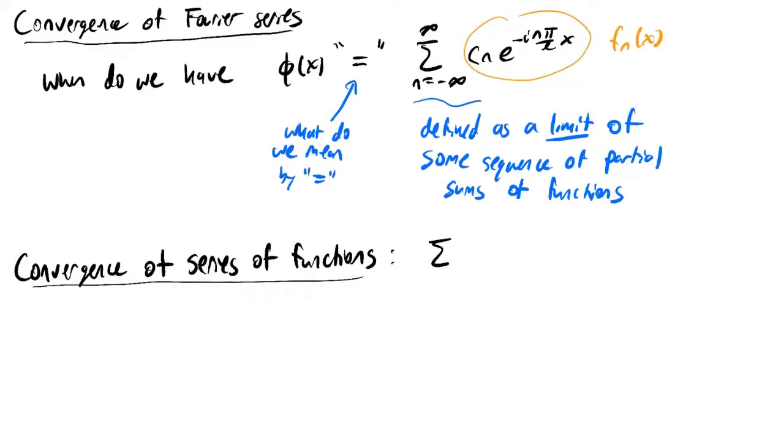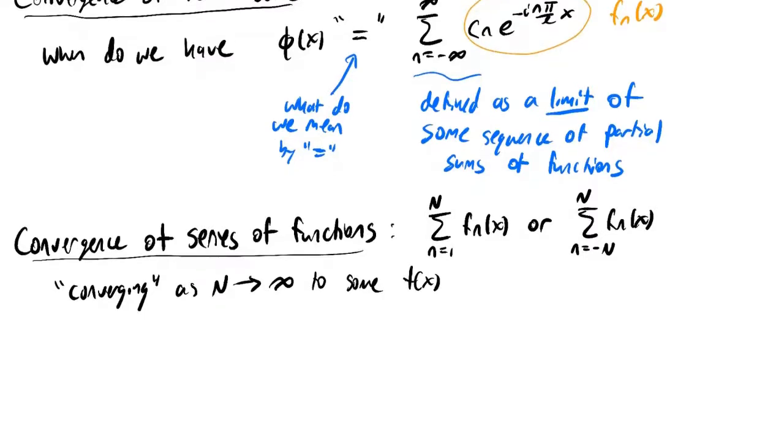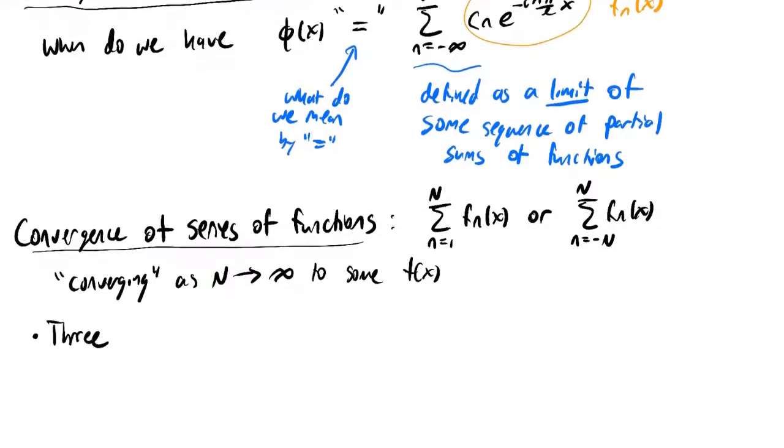It turns out that there are 3 important notions of convergence. We're going to look at something like the sum from n equals 1 to capital N of fn of x, or maybe the sum from n equals minus capital N to capital N of fn of x. And we're going to study converging as N goes to infinity to some function f of x. There are three important notions of convergence which we'll be working with. I mean, there's more than three important notions of convergence, but for this class, there are three that we'll be working with.